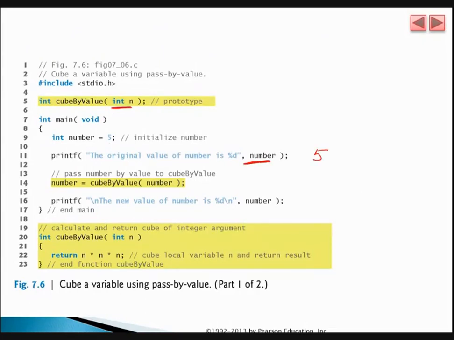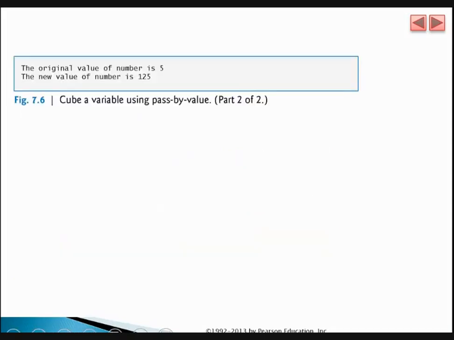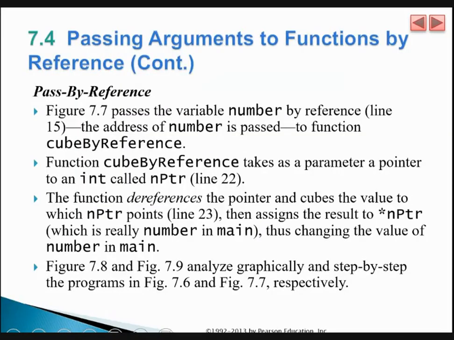Then we will call our cube by value function and store that value in the number, and then again we will print the new value. Here we just pass the number, and what we return is n into n into n. If the initial value is 5, the function will be called and the value of number will become 125. This will get printed. This is a normal operation that we have seen. Now let's see how we can do it using pass by reference.